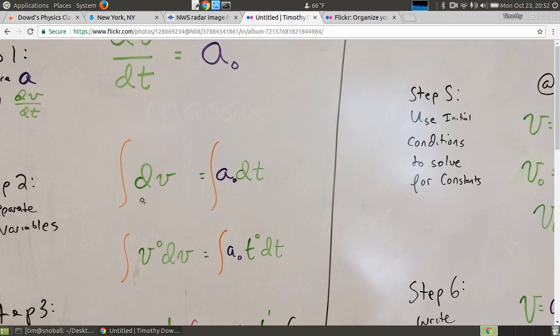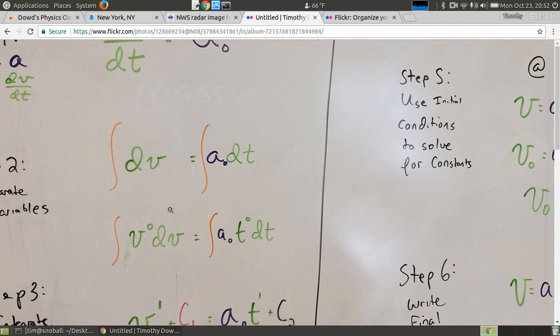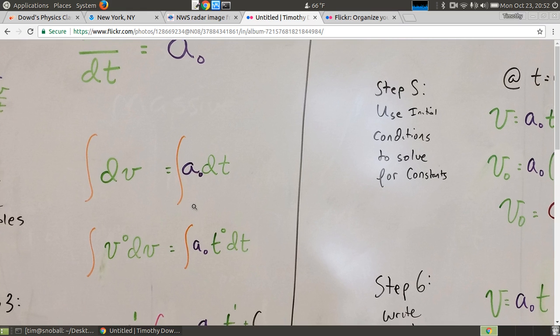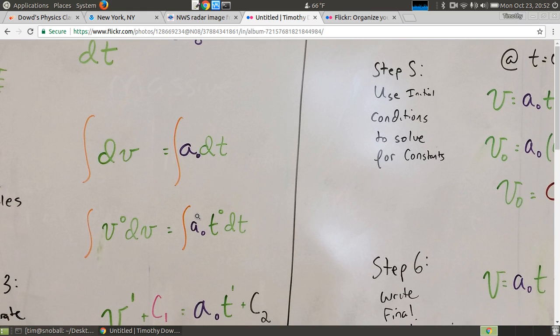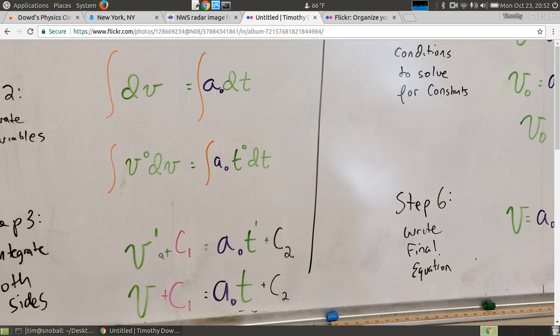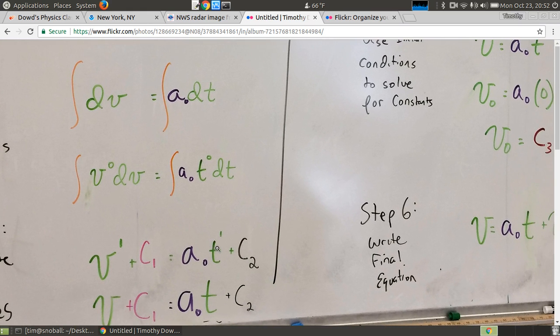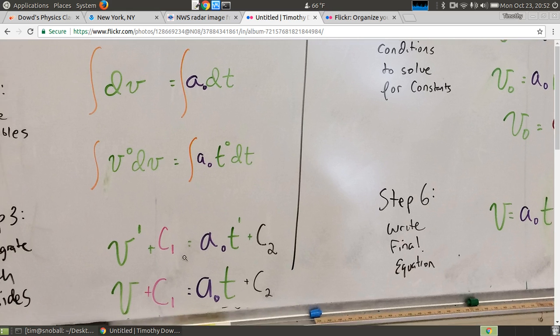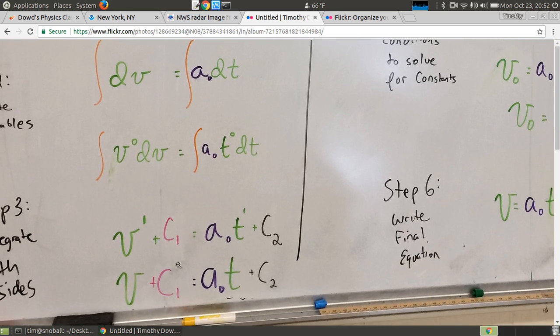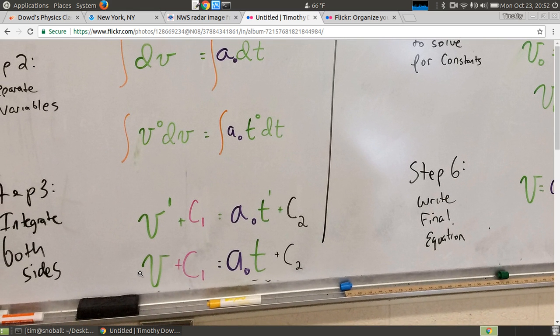So just to make things a little easier, I changed dv into v to the 0 dv. They mean the same thing. I changed a dt into a t to the 0 dt. And then just applying our standard integration rules, it becomes pretty clear that v will go to v to the 1 divided by 1 plus 1. t will go to t to the 1 divided by 1 plus 1. So we're left with this equation. And then obviously we don't have to write t to the 1. So we end up with that equation.